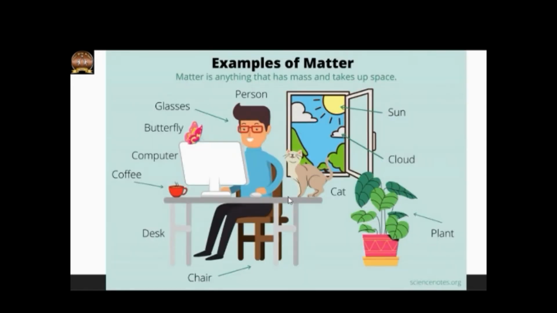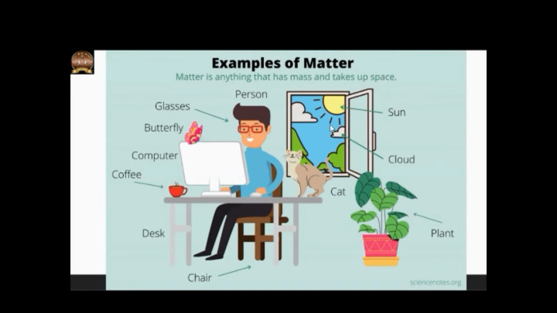Let's take another look at what matter is. Examples of matter are everything around us. You yourself come under the category of matter. Anything that you wear, all the things around you, living and non-living, come under the category of matter because they have mass and they take up space.